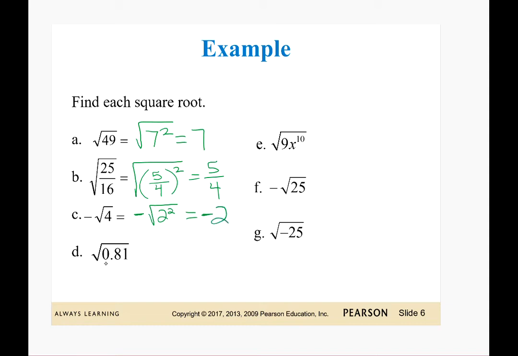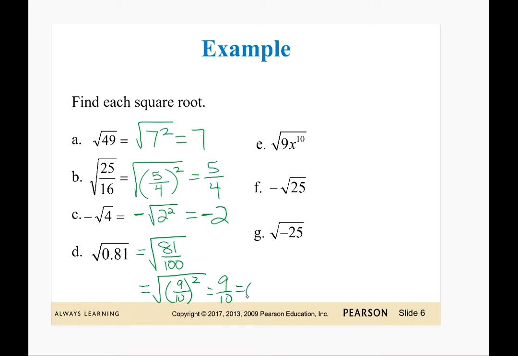All right, if you have a decimal, unless you're really, really good with multiplying decimals in your head, you do not know that that's a perfect square. So what I usually tell people is write that as a fraction. That is 81 hundredths, if you say it correctly. And 81 hundredths is a perfect square, right? 81 is 9 squared, and 100 is 10 squared. So that gives me 9/10.